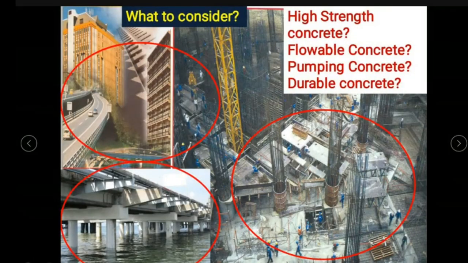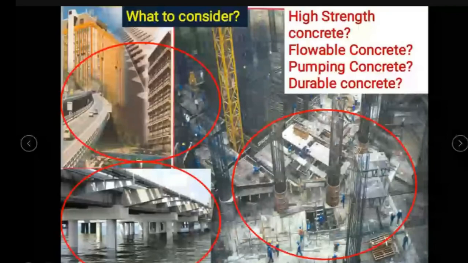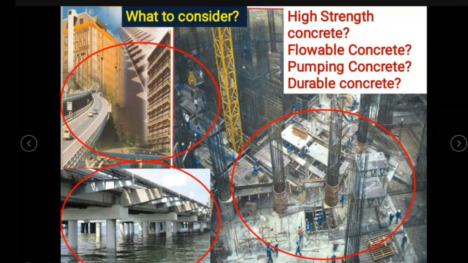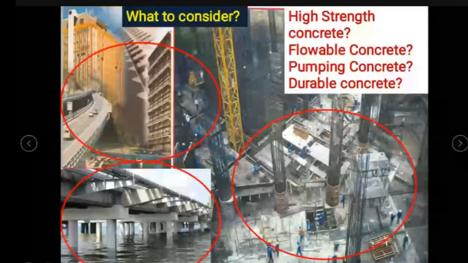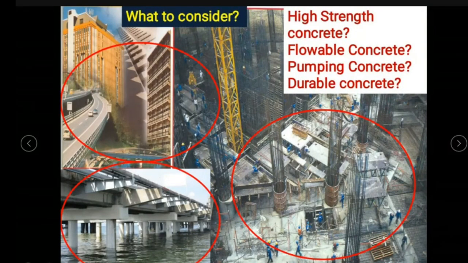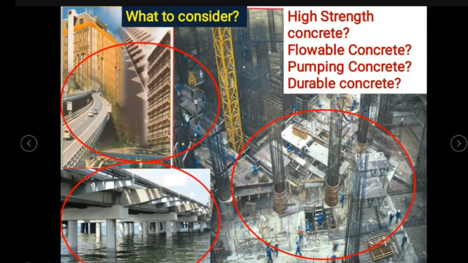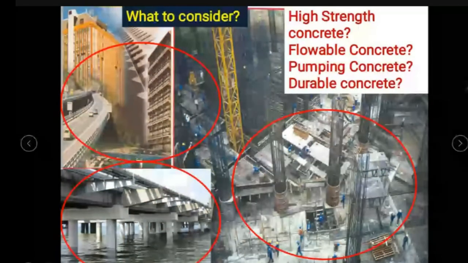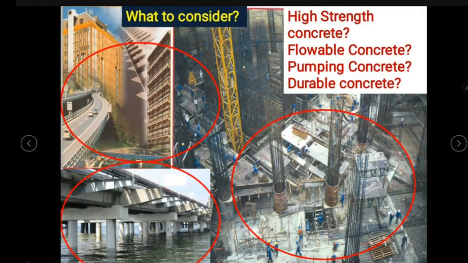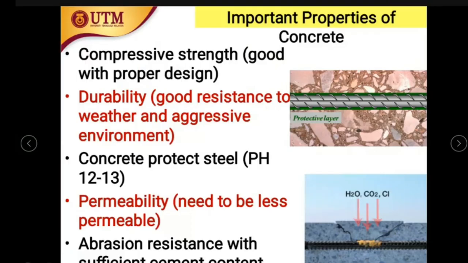When we are using concrete, there are lots of things that we have to consider. For example, if you want to use it for different purposes, such as a high-rise building, whether the strength of the concrete is sufficient or not, and whether high-strength concrete is required. Then what are the methods for casting, whether we are using pump concrete or flowable concrete. And if it is an offshore structure, not a normal structure, whether the durability of the concrete is enough or not. These are the things we have to consider when we want to use concrete.